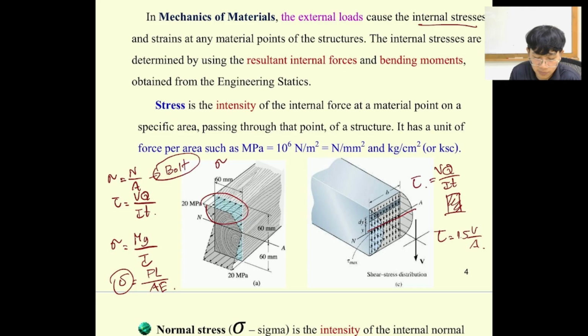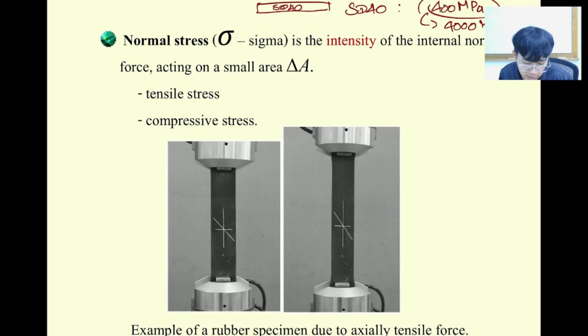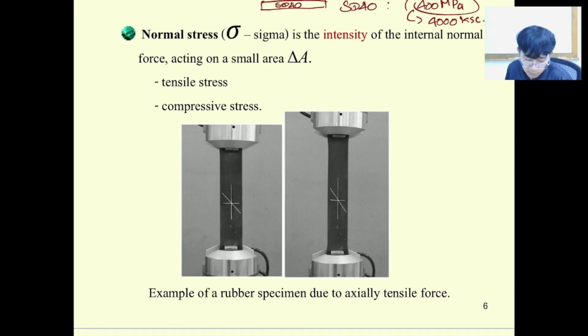And lastly, it's going to be the unit that we use. Okay, right now in Thailand, we are using the metric unit, which most of the time is in ton per cubic meters. For normal stress, I think normal stress is really easy, right? So normal stress is just the direct loading like this.